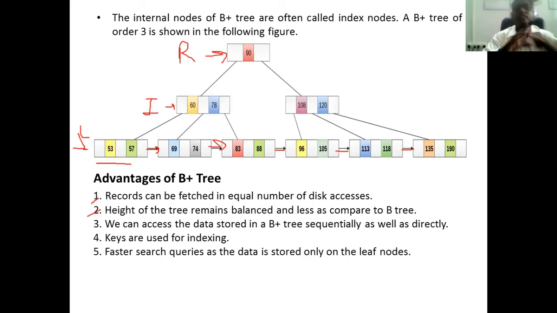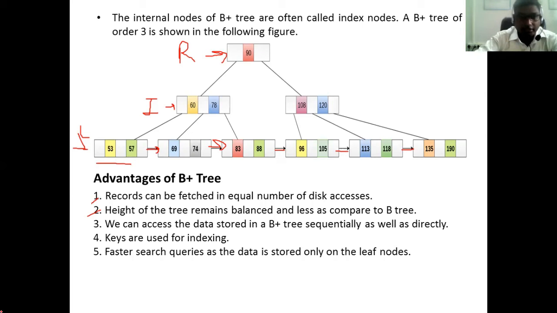The height of a B plus tree remains balanced and less as compared to the B tree. In a B tree, the tree grows depth wise, so the depth of the tree is greater. But in a B plus tree, the tree grows horizontally. That means we can create a number of children, and we can increase the number of children. That's the main advantage of B plus tree.